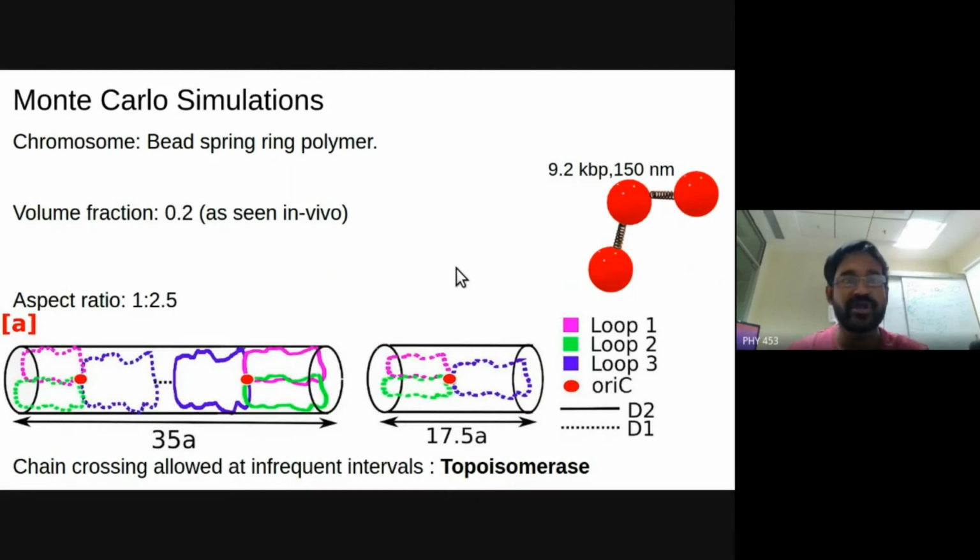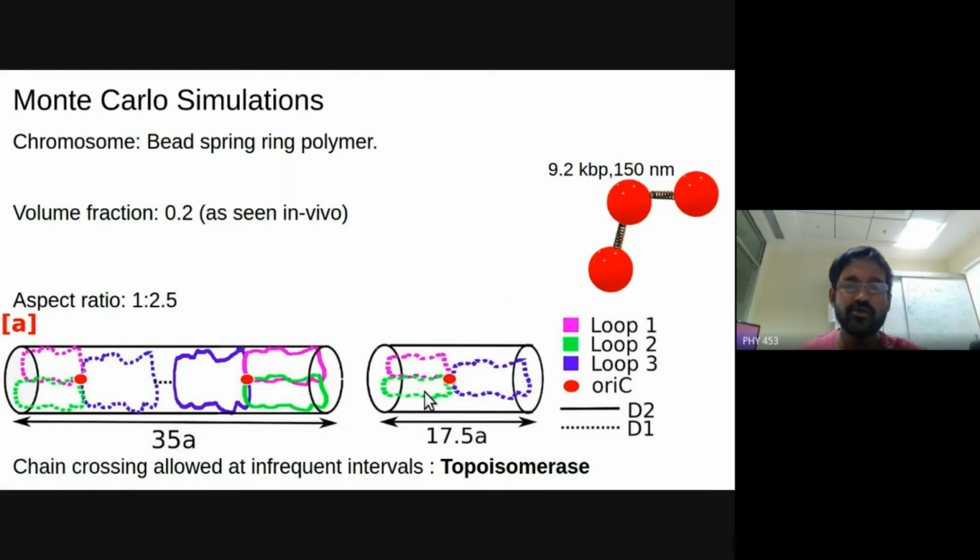So for our study, we use Monte Carlo simulations, and the chromosome is represented as a bead spring ring polymer, of course modified suitably. It is confined to a cylinder of aspect ratio 1 is to 2.5, and we maintain a volume fraction of 0.2. These are all parameters which are experimentally measured for the E. coli chromosome. And since we take a 500 monomer chain, each bead represents 9.2 kilobase pairs of DNA.